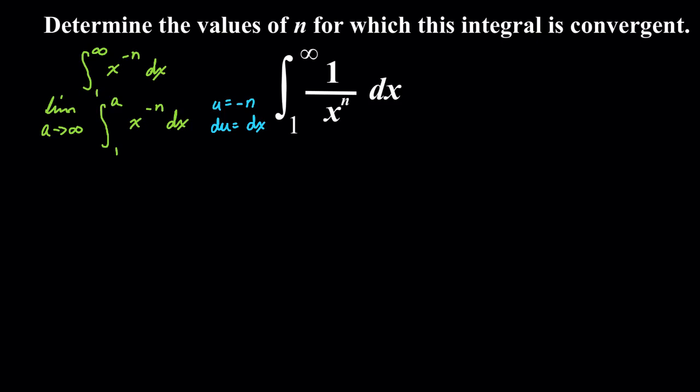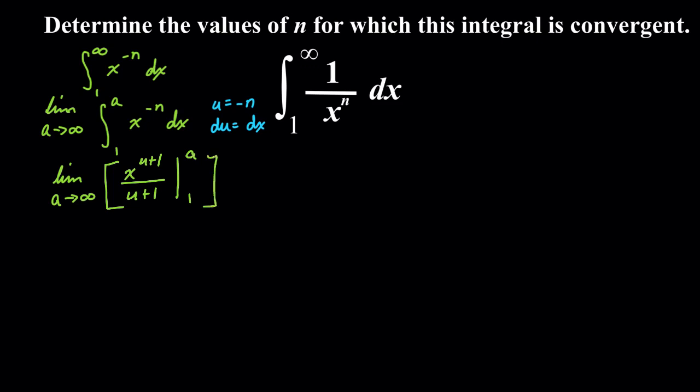Okay, so what that's going to give us then is the limit as a approaches infinity, and the antiderivative of x to the u du will be x to the u plus 1 over u plus 1, evaluated between 1 and a.